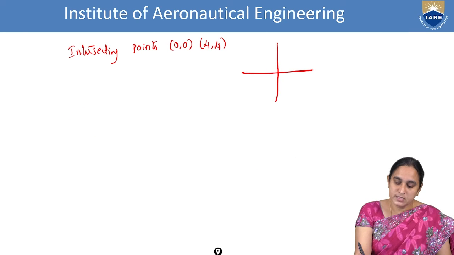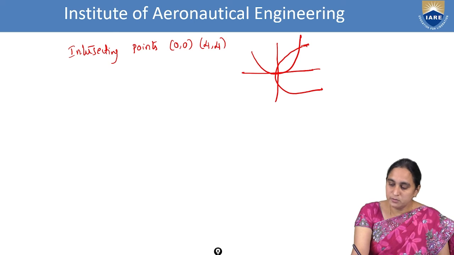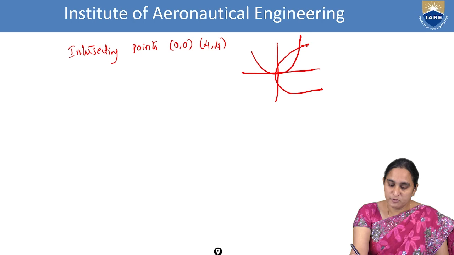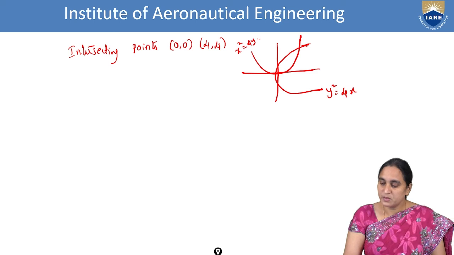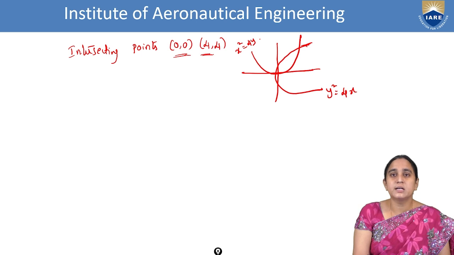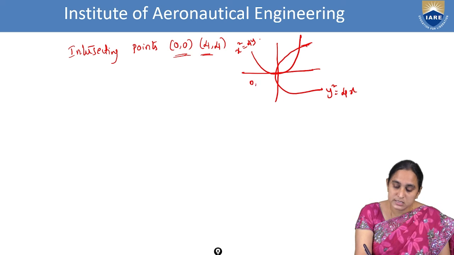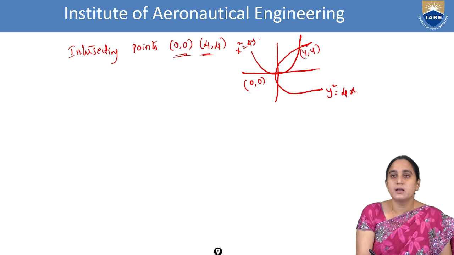This is y square is equal to 4x and this is x square is equal to 4y. From the two curves, now we got the intersecting points. What are the two intersecting points here? (0, 0) and (4, 4). These are the two curves' intersecting points.